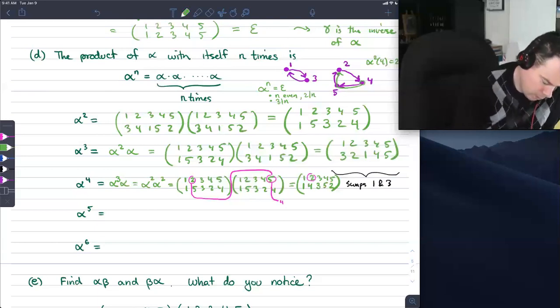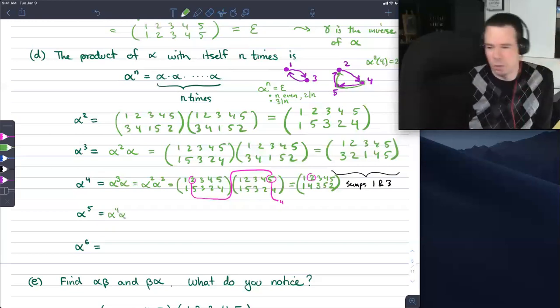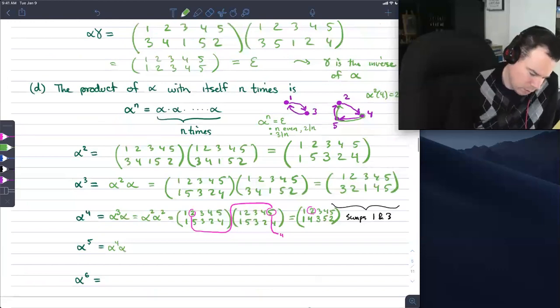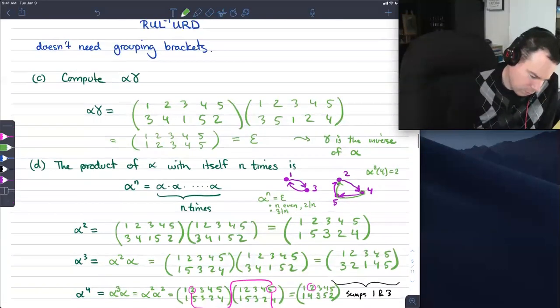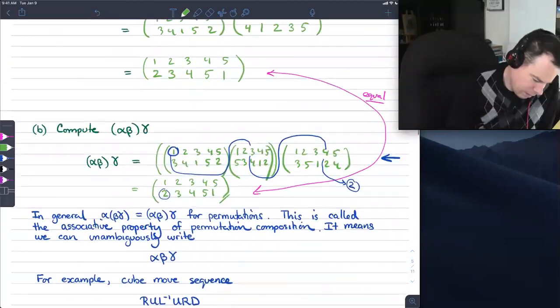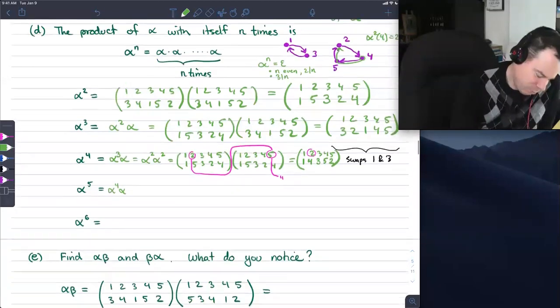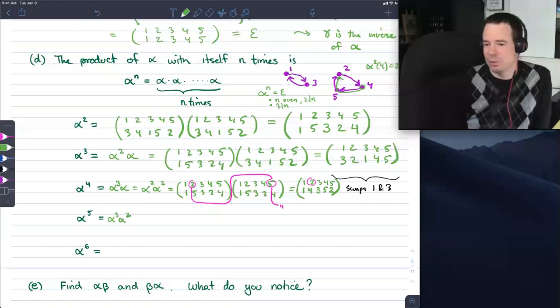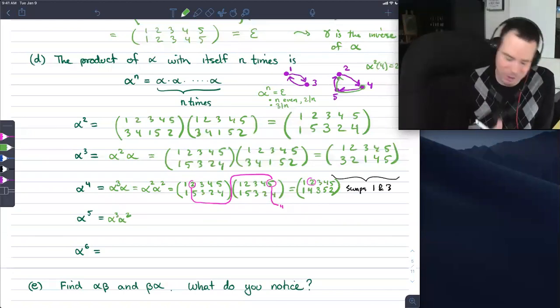How about alpha to the 5? Well, that we could do alpha to the 4 times alpha, or we could do alpha cubed times alpha squared. However we want to do it. I don't even know if I have alpha written down, and it's way back there. So since alpha is not even in my sight, I'm going to do it alpha cubed times alpha squared, because both of those I can see on my page in front of me.